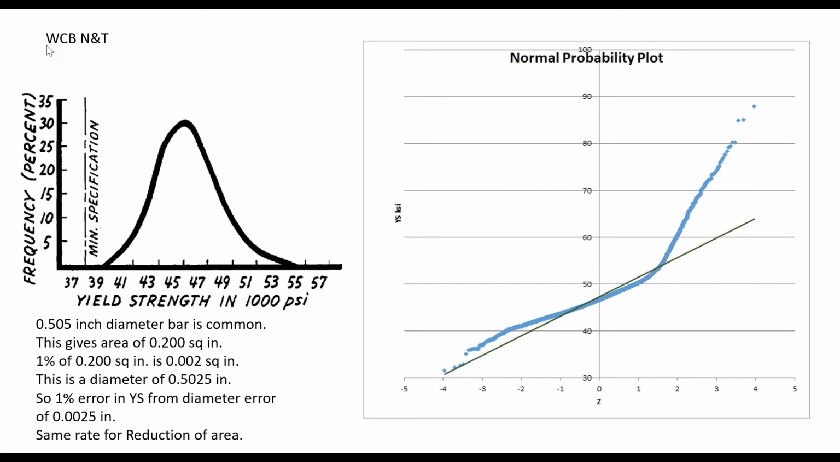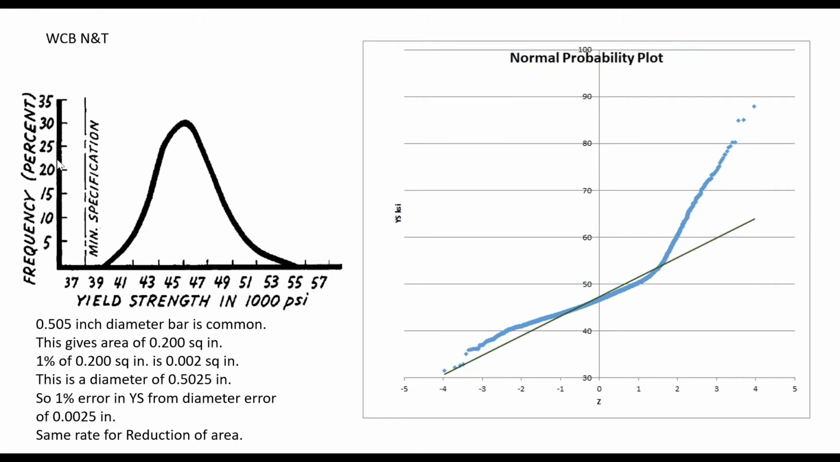And so I went to our data set and took all of the material that qualifies for WCB according to both the composition and the range of ultimate tensile strength. So that lets me look at yield strength in terms of material that is in that category, but doesn't eliminate all of the things that don't meet the yield strength minimum.